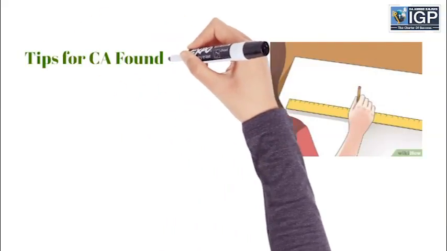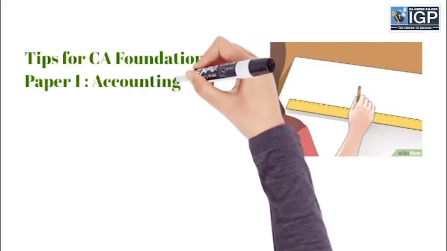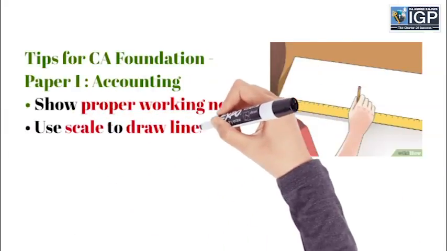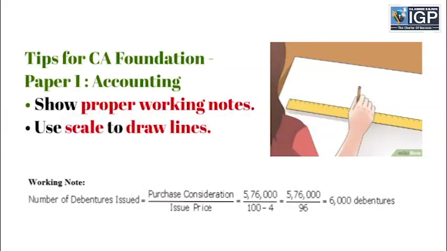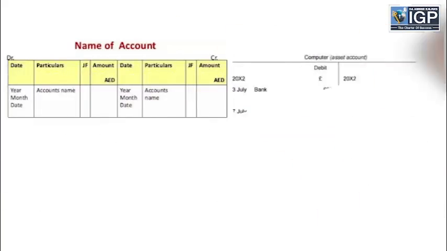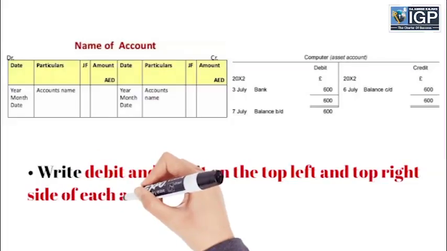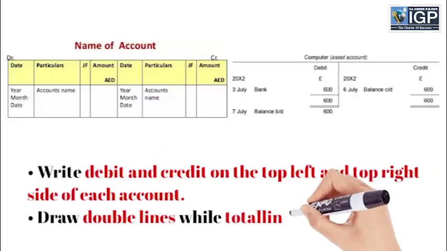Tips for CA Foundation Paper 1 Accounting. Show proper working notes. Use scale to draw lines. Write debit and credit on the top left and top right side of each account. Draw double lines while totaling a ledger.